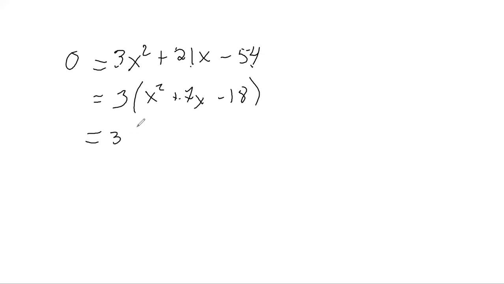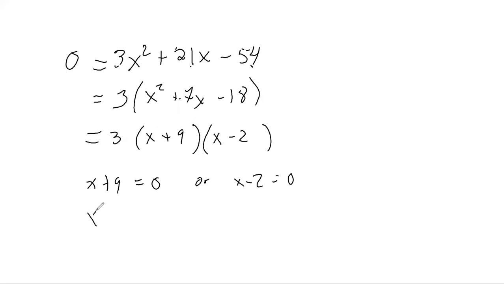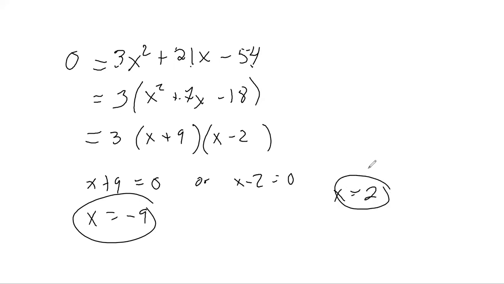I'll leave the 3 outside my two parentheses, x, x. Two numbers that add up to 7 and multiply to equal negative 18 would be positive 9 and negative 2. And we use the zero product property again. X plus 9 equals 0, or x minus 2 equals 0. So x equals negative 9, or x equals positive 2. There it is, problem number 1.